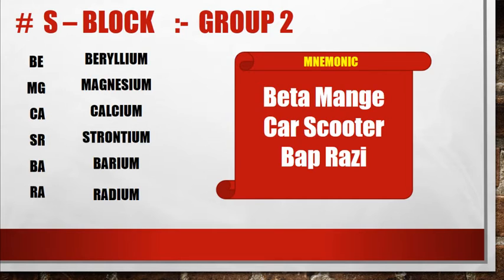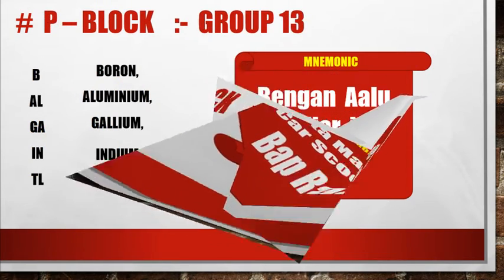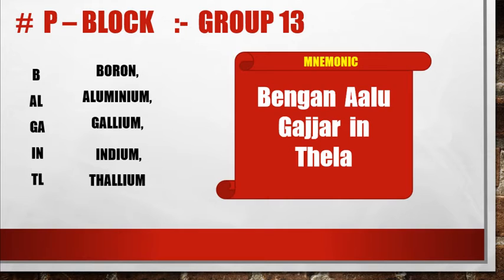Now we will talk about group 2 which also belongs to S block. It contains beryllium, magnesium, calcium, strontium, barium, radium, and we can learn them by Beta, Mange, Car, Scooter, Bap, Razi. Beta stands for beryllium, Mange stands for magnesium, Car stands for calcium, Scooter stands for strontium, Bap stands for barium, Razi stands for radium.